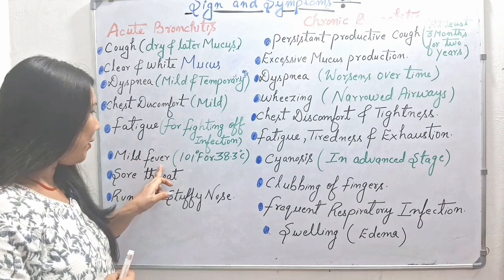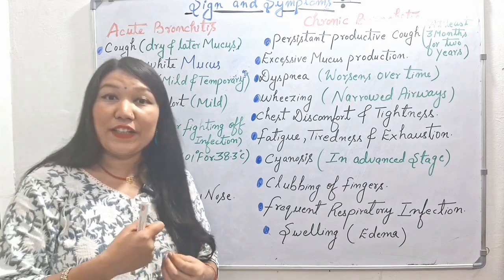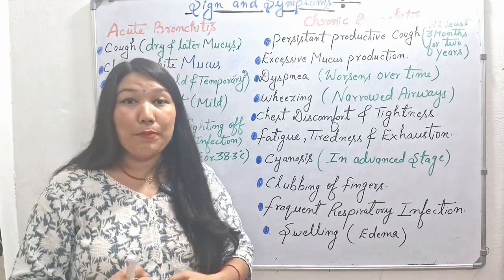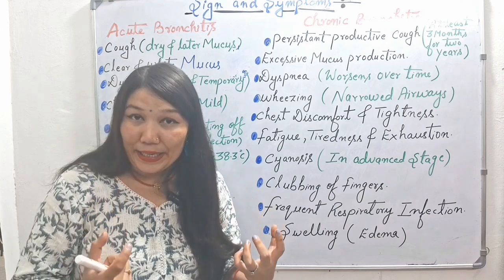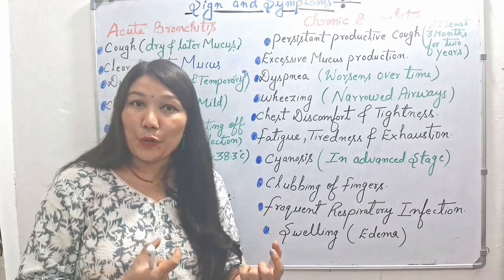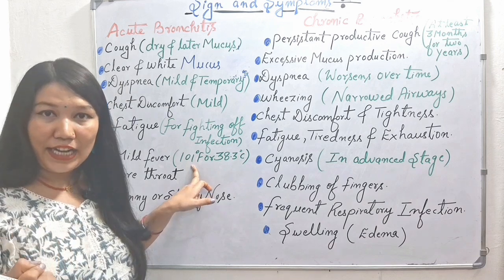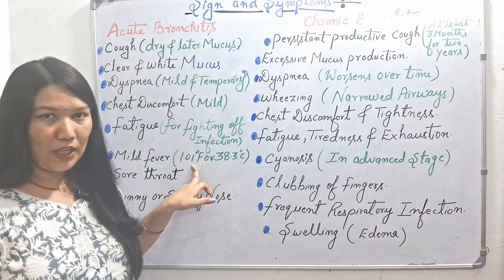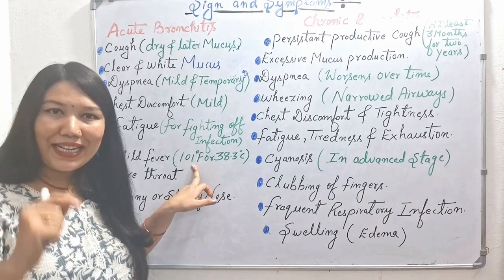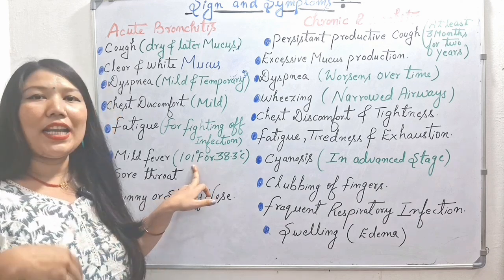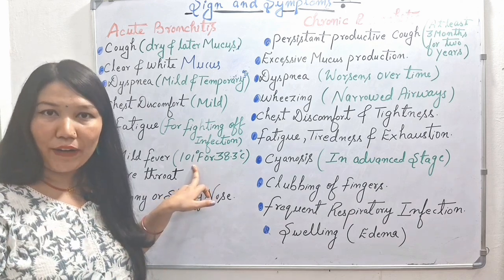Next we have mild fever. Due to this reactive process of our immune cells, there will be a mild fever seen in acute bronchitis, and this fever will remain around 101 degrees Fahrenheit or 38 degrees Celsius. But this fever will be mild because our body is fighting back against the infection.